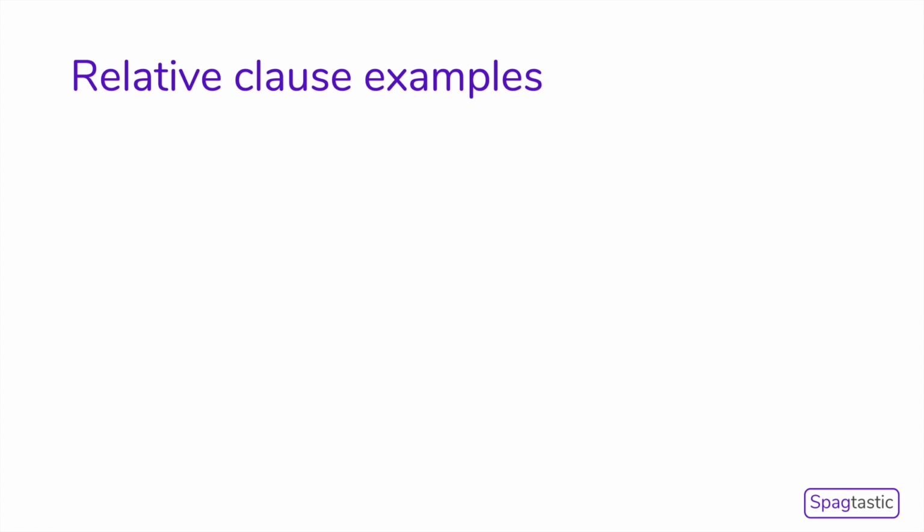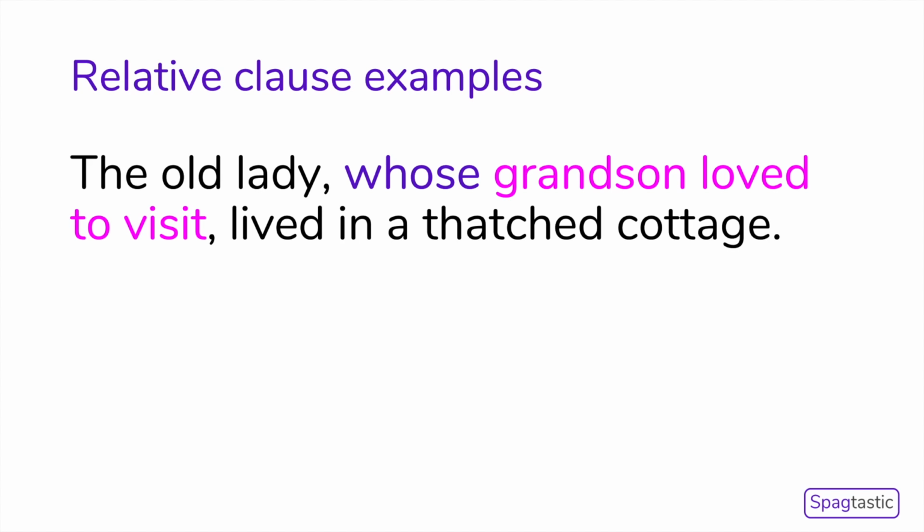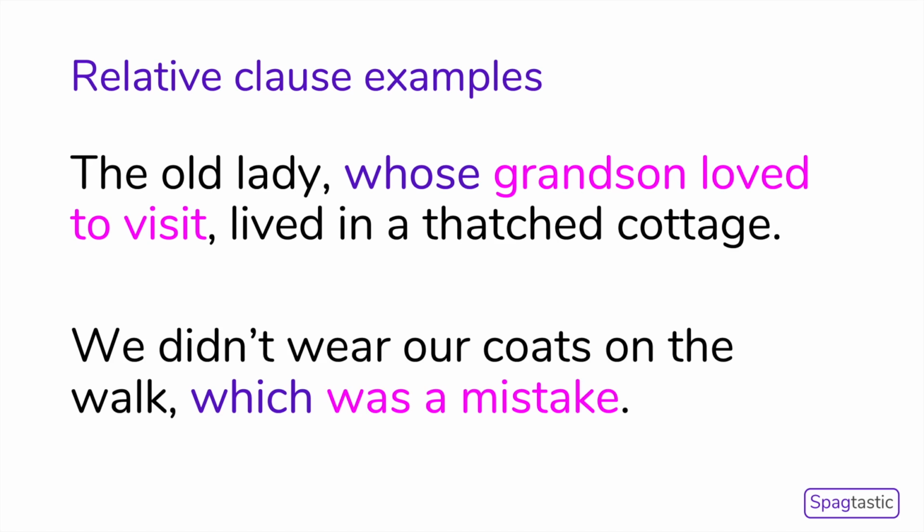Here are some more examples. The old lady, whose grandson loved to visit, lived in a thatched cottage. The relative clause in this sentence is whose grandson loved to visit, and it is introduced by the relative pronoun whose. The relative clause tells us more about the old lady. Let's take a look at a final example. We didn't wear our coats on the walk, which was a mistake. In this sentence, the relative clause is which was a mistake, and it is introduced by the relative pronoun which.